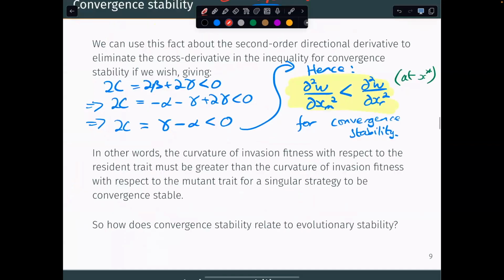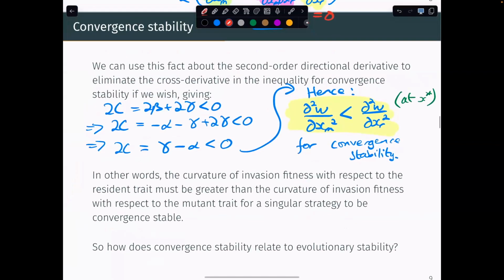Okay. So I said these ideas of convergent stability and evolutionary stability are somewhat independent of each other. They're not entirely independent, but you can have all possible combinations of a singular strategy being convergent stable or unstable and evolutionarily stable or unstable. Okay.